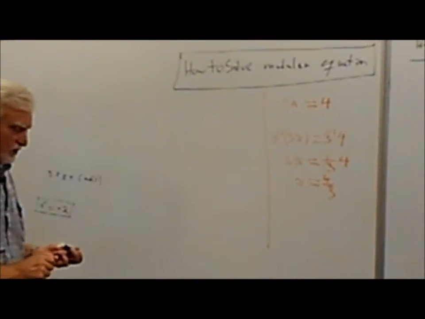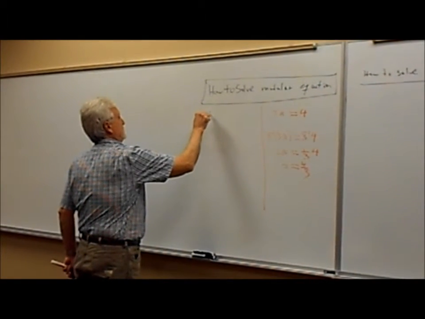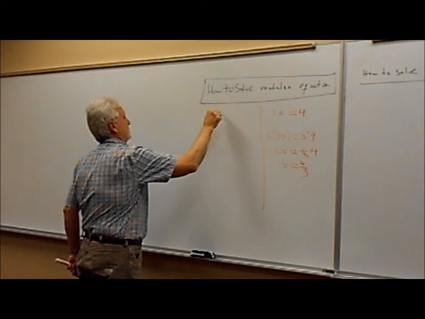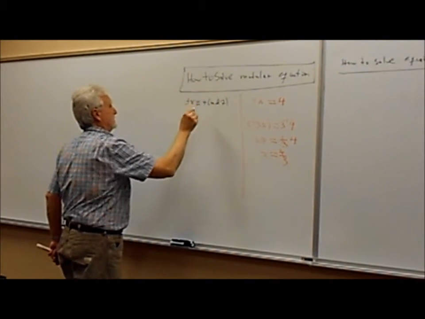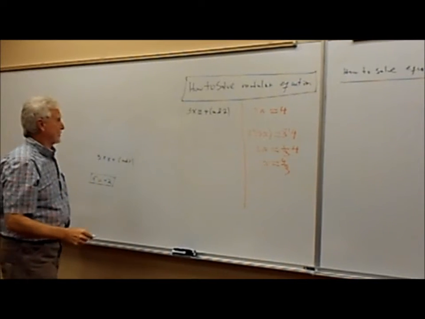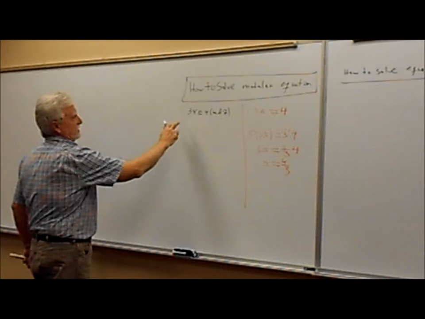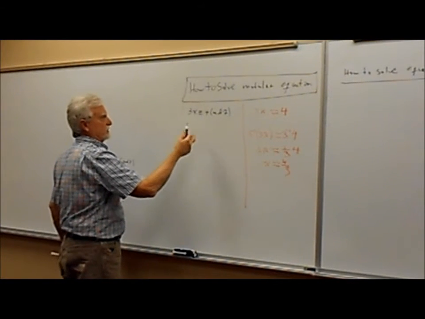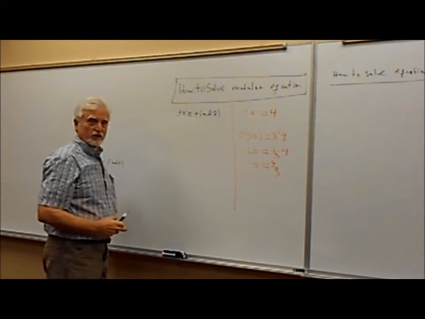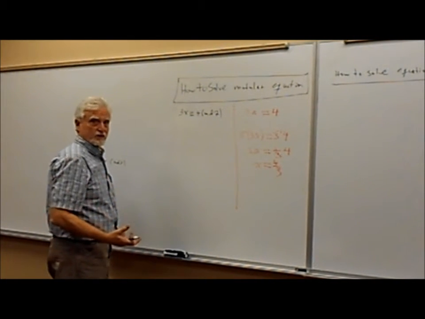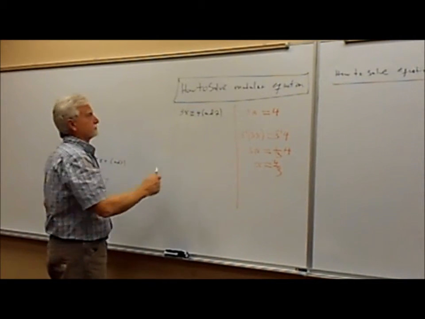Now, how you do that in the modular world is you basically mimic the same thing. So we have 3x congruent to 4 mod 7, and we want to find x. Well, we've previously calculated what the multiplicative inverse of 3 is, but whether we've calculated it or not, since 7 is prime, we know 3 has a multiplicative inverse, because every number is going to be relatively prime to 7.